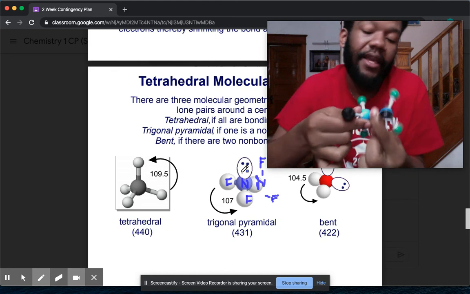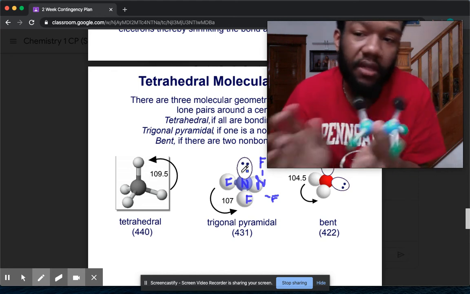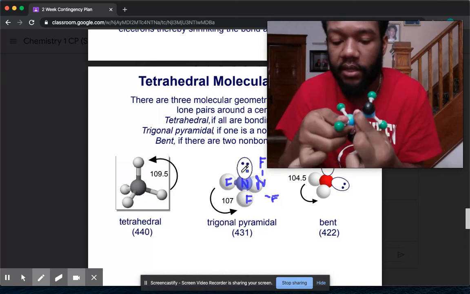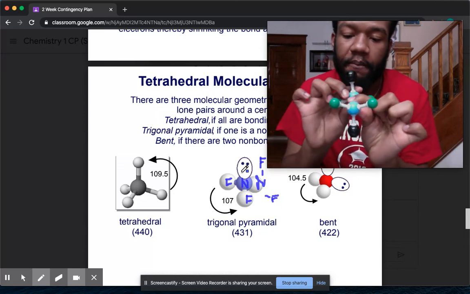So the answer is it depends. But most of the time it's polar, and sometimes it's nonpolar when you get into this position. Okay, hope that makes sense.